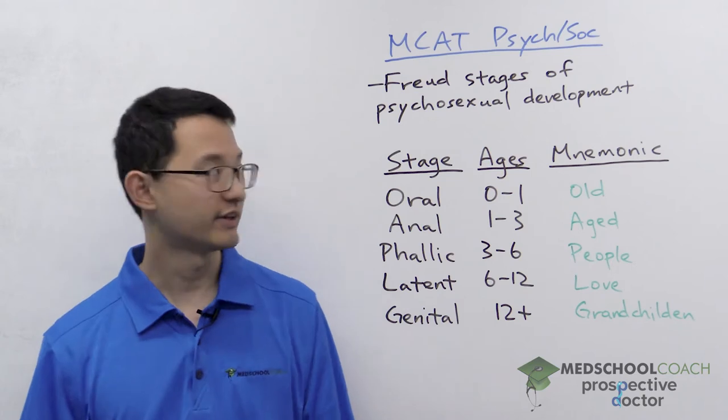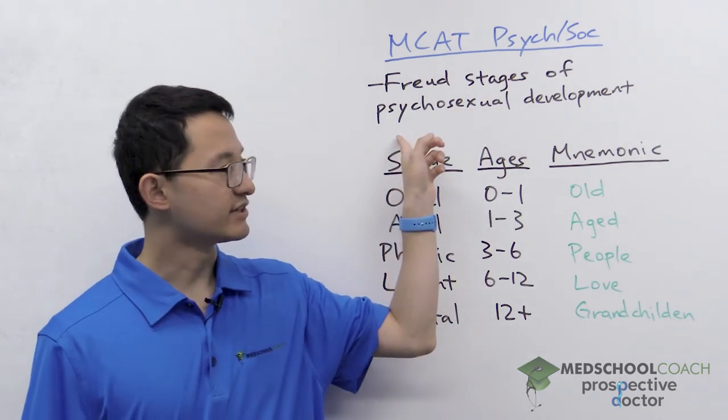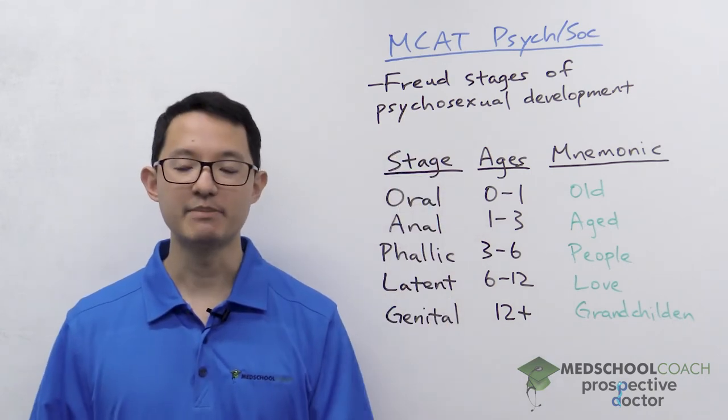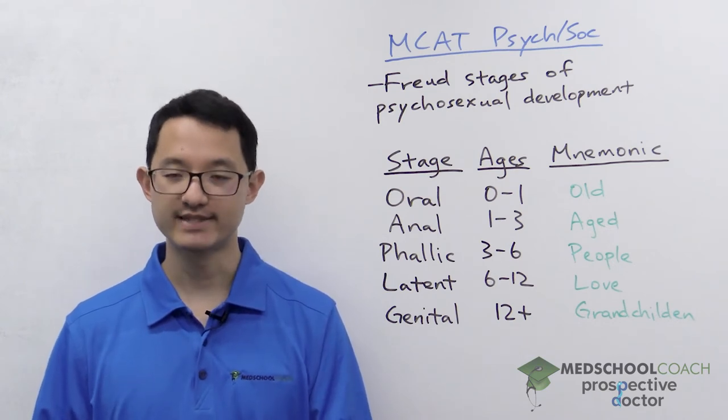Today, we have a mnemonic for you for the MCAT Psychosocial section, and it's on Freud's stages of psychosexual development. As you know, Freud came up with his theory of psychosexual development that includes five stages.